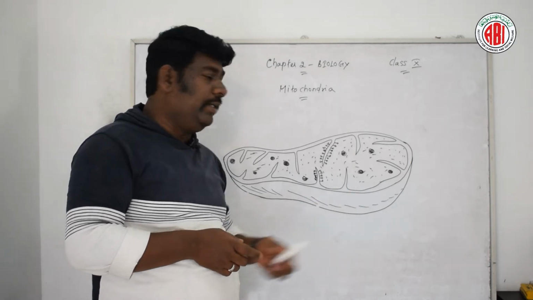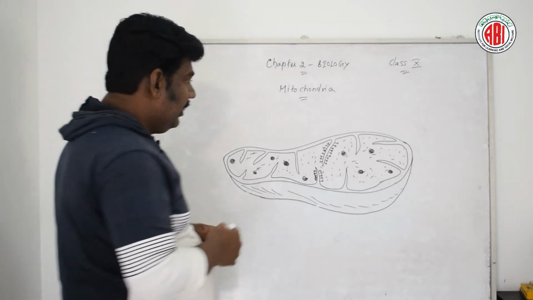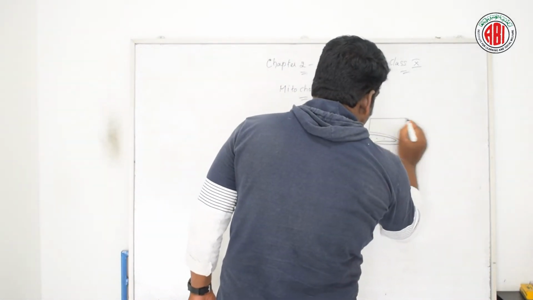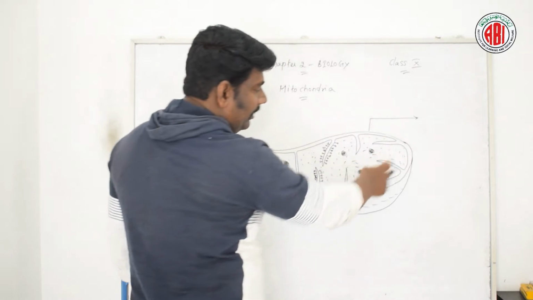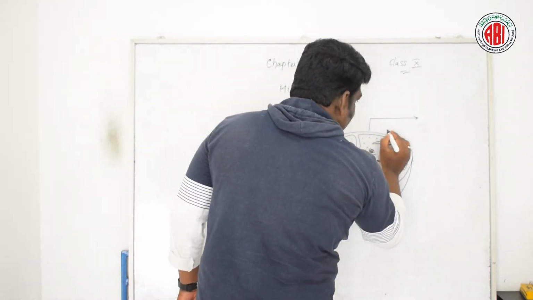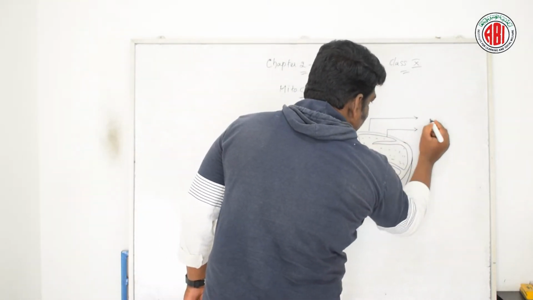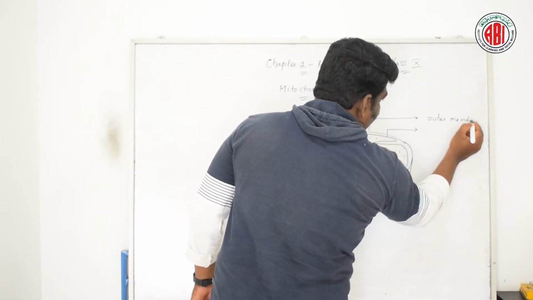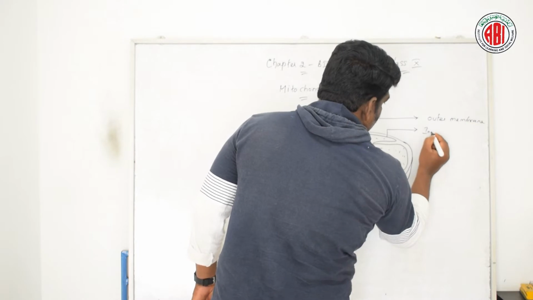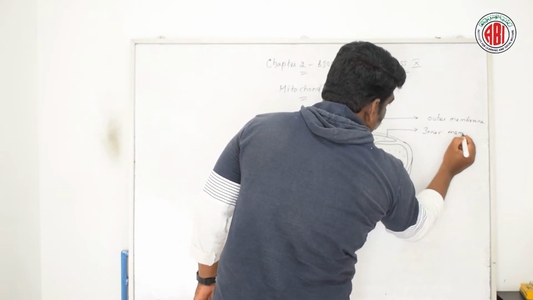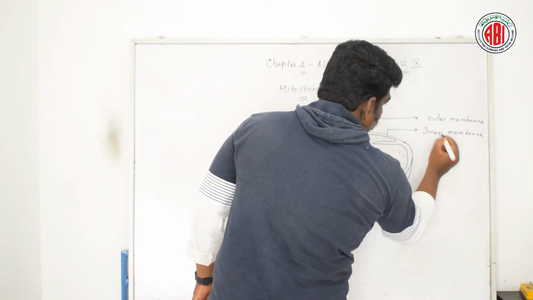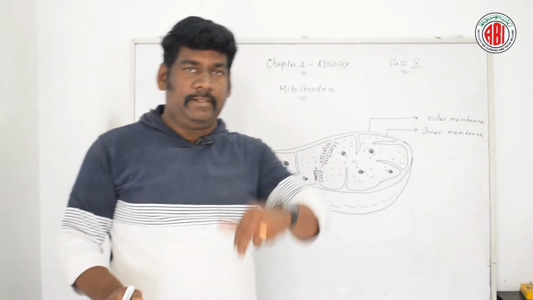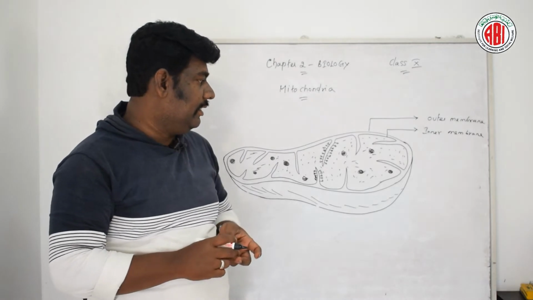It is very easy to remember one of the labels here, that is the membrane. Here we can see there are two membranes present. One is the outer membrane, the other one is the inner membrane. So we could mention outer membrane and inner membrane. If you remember membrane, that is very easy. Outer membrane and inner membrane, two important labelings are done.